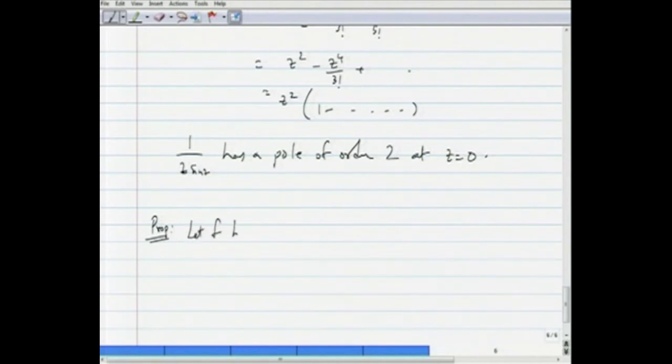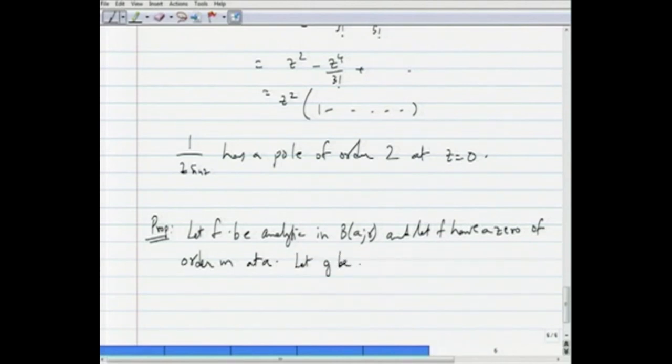Let f be analytic in B(A, R), and let f have a 0 of order m at A. Let G be analytic in B'(A, R), and let G have a pole of order n at A.